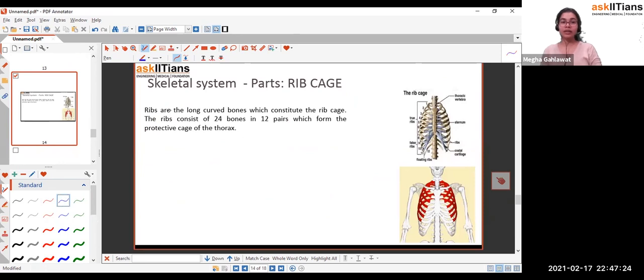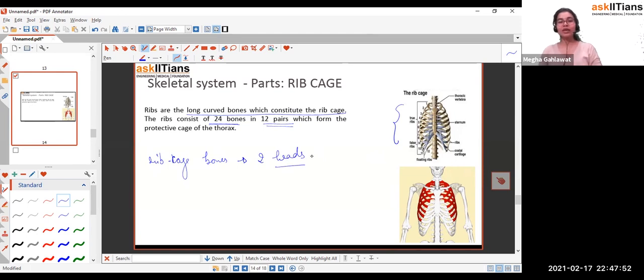The rib cage is made of long curved bones, and there are a total of 24 bones present in 12 pairs. What you see right here is 12 pairs of the rib cage. It is very important for you to understand that the rib cage bones basically have two heads. Interesting, right? Two heads, just like a snake.